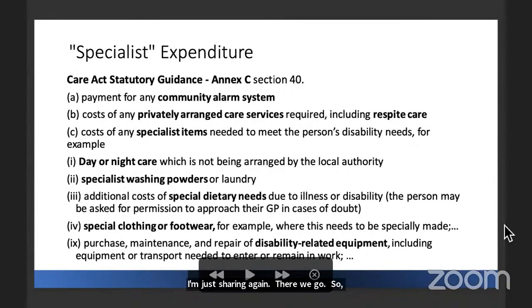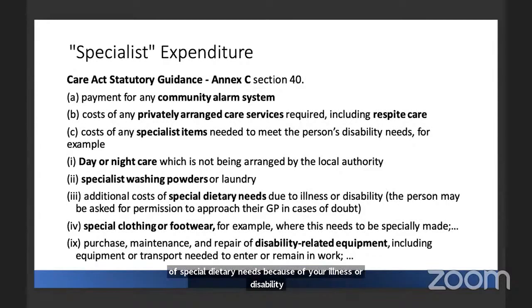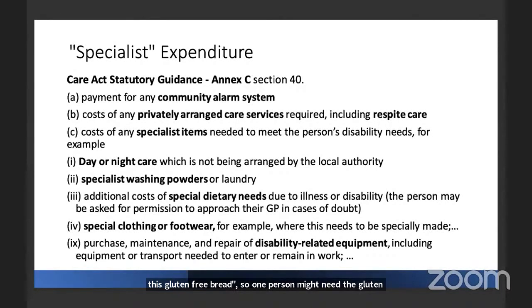So yes, they're saying specialist washing powders or laundry, additional costs of special dietary needs because of your illness or disability. And that's one of the key things. Many people say, oh, I'm spending money on this gluten-free bread. One person might need the gluten-free bread because of celiac, and one person might choose to have gluten-free bread because they feel it's better for them. That's why it says the person may be asked for permission to approach their GP in cases of doubt.